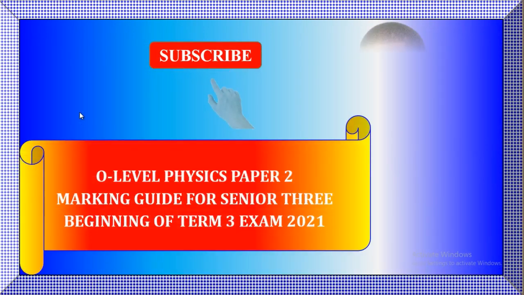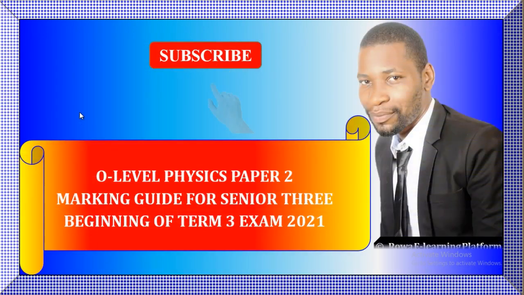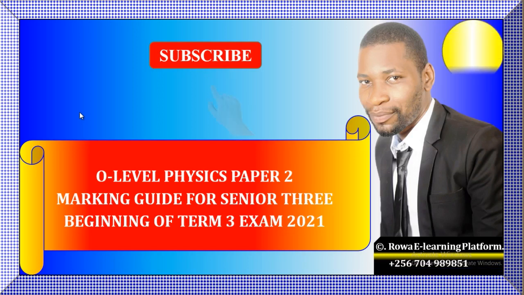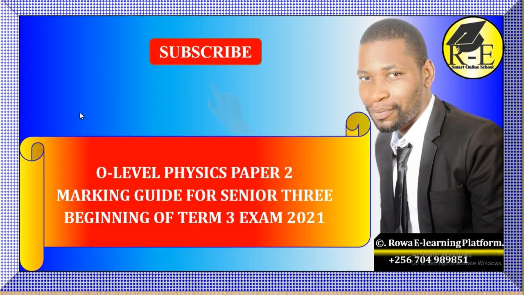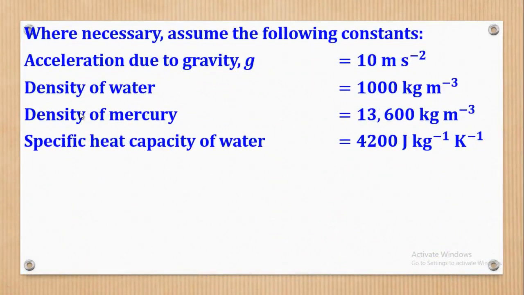In this video, I'm going to go through the marking guide of the Senior 3, beginning of Term 3 exam of Physics Paper 2. The question paper was already sent earlier, so I believe by now you have already tried it out, and now we are going to go through the marking guide so that you can mark yourself and check your progress. So these were the constants which could be used while attempting the paper.